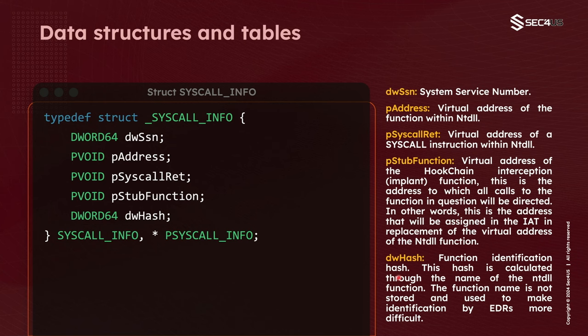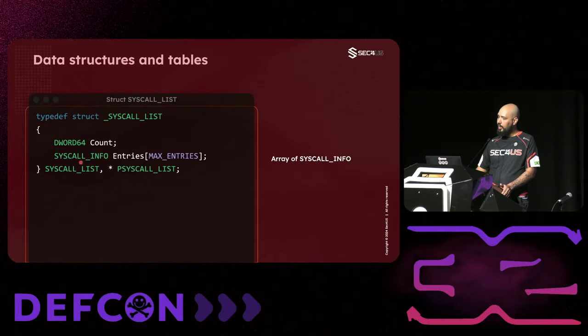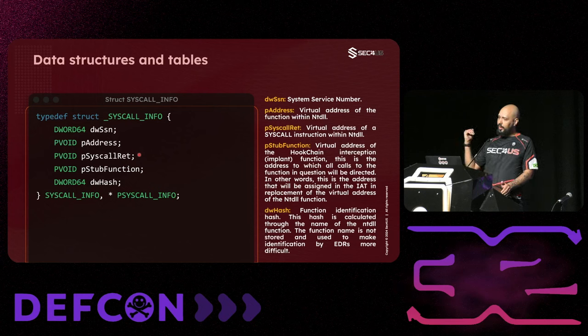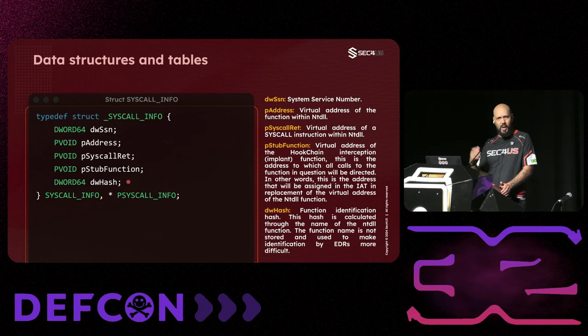Here I can present you the first structure that I will use. I will use here a list, okay, with this system call information, and each entry of this list has a system service number, the real address from the real function, the address that holds the system call instruction, and the address of my stub function that will be redirected to. And a hash used to bypass static analysis instead of the name of the functions and so on.